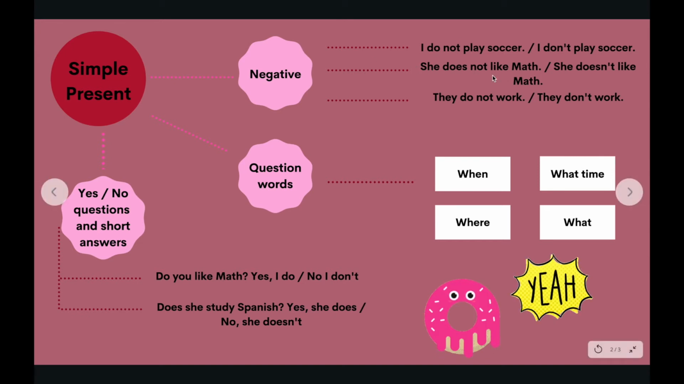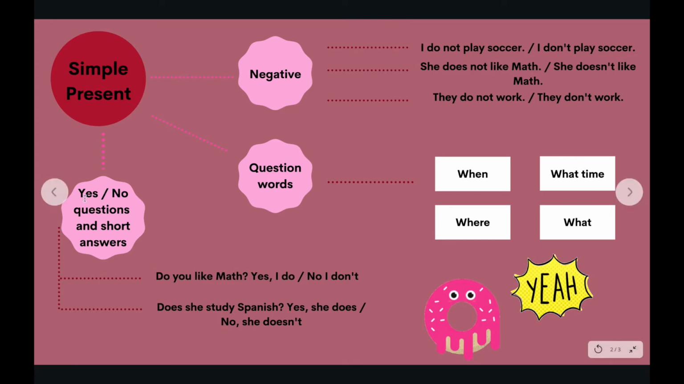And also you don't have to use the s in the action, that is the verb. For example, she doesn't likes, that is wrong. You have to extract that s, take it and throw it to the garbage. So, she doesn't like math.